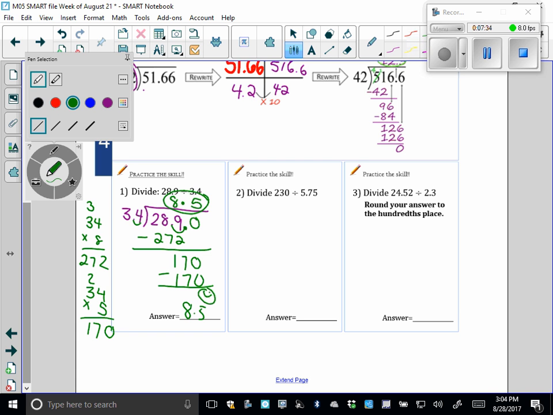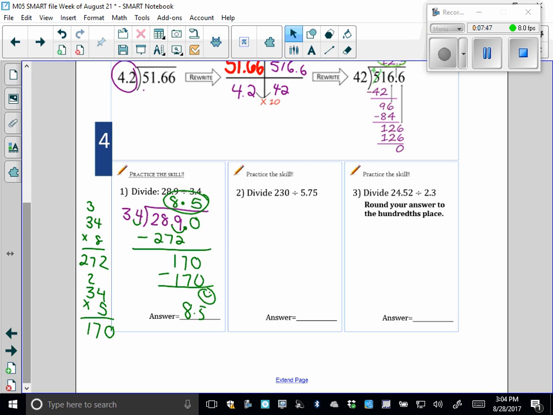Now, how many people need practice with this skill? This is something we want to practice, but we need to master. So, what you can do is, that's all we're going to do today, but you could come into help sessions, and we'll practice this a little bit each day. You just have to keep practicing, and you'll get really good at it. But you do have to practice.